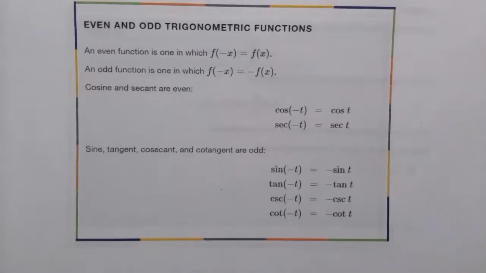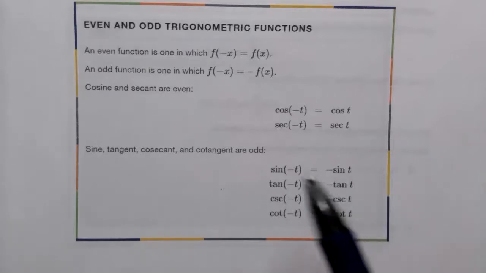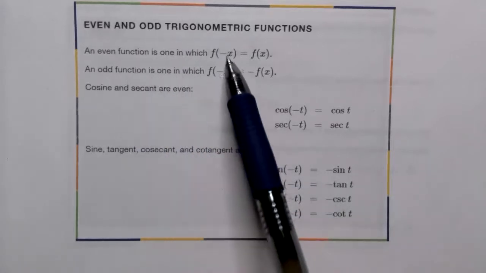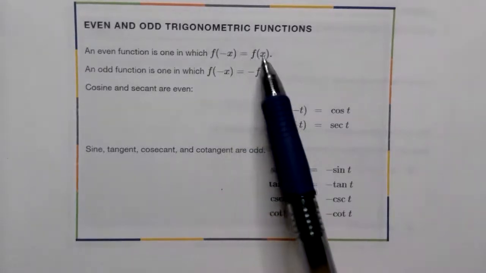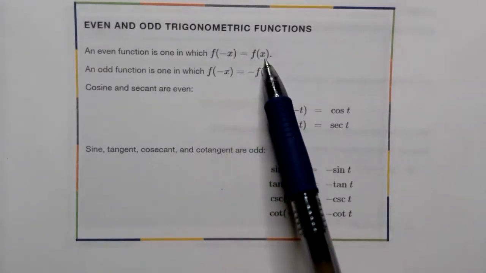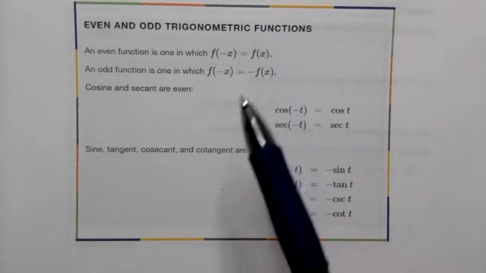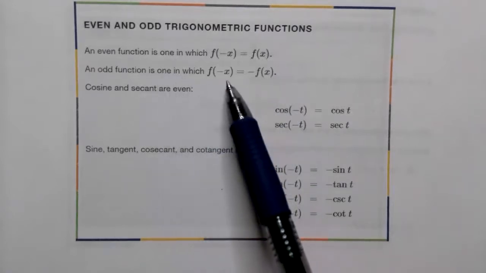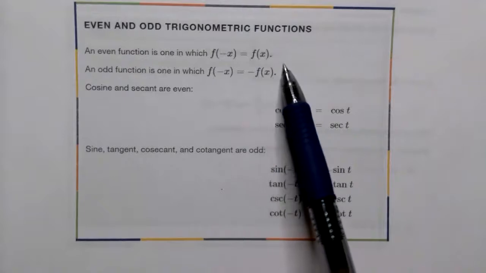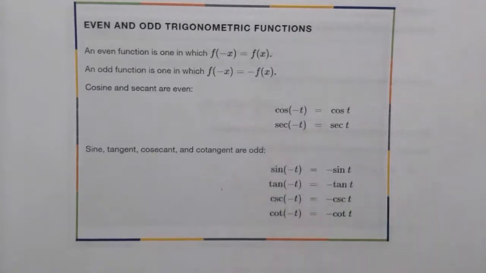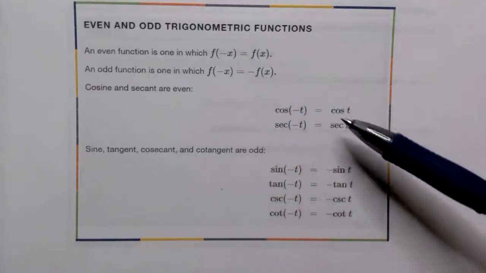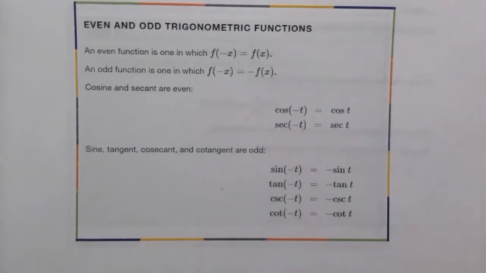So in the next slide, we have a summary of what we just were talking about. So in general, for the even function, negative input results in the same output as if the x was positive. And in the case of odd function, if your input is negative, the output is opposite of what it would be if your x was positive. And cosine and secant are both even functions, and the rest are odd functions.